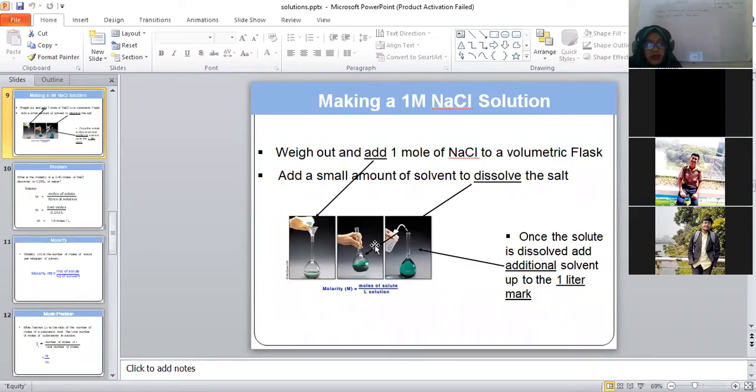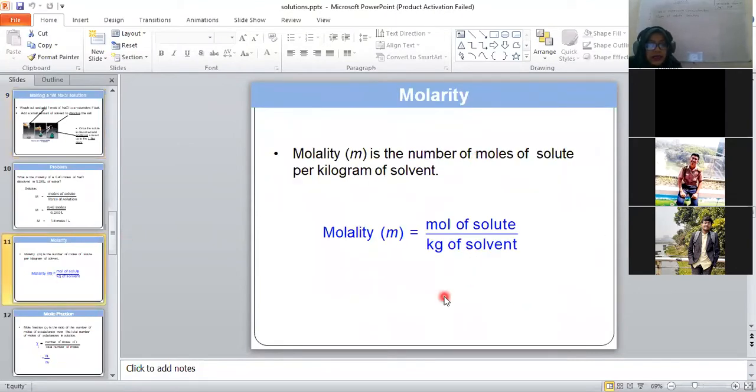So in case of molarity, you have to make the total volume up to 1 liter. You can see here, once the solute is dissolved, add additional solvent up to 1 liter. That means molarity is a matter of the total solution being 1 liter. But in case of molality, your solvent is counted, not the total volume, not the total solution.